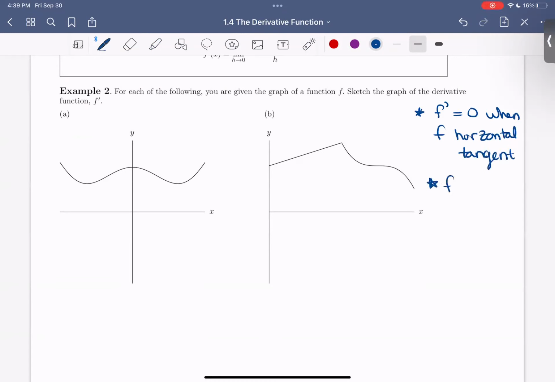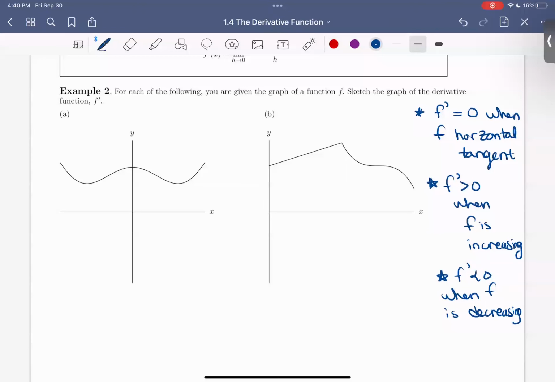Also keep in mind that our derivative is bigger than 0, or positive, when our function f is increasing. And finally, our derivative is going to be negative, or less than 0, when f, our original function, is decreasing. So go ahead and pause the video and try to sketch in those derivatives on your own first. And then when you're ready, keep watching.